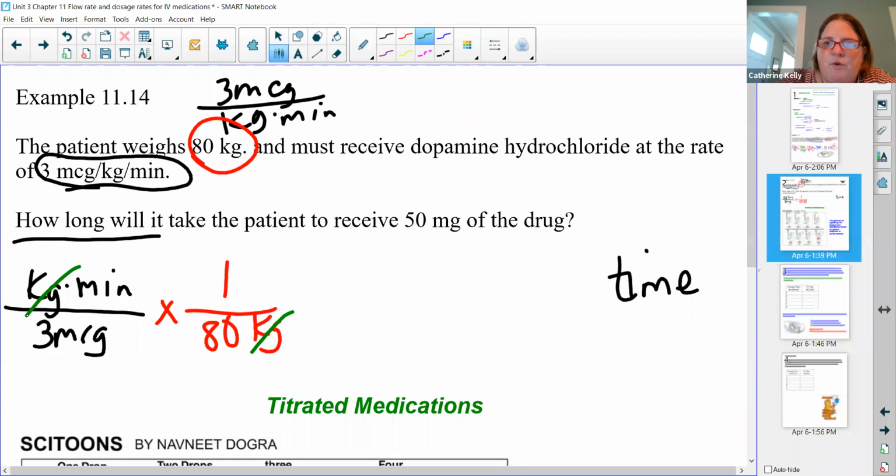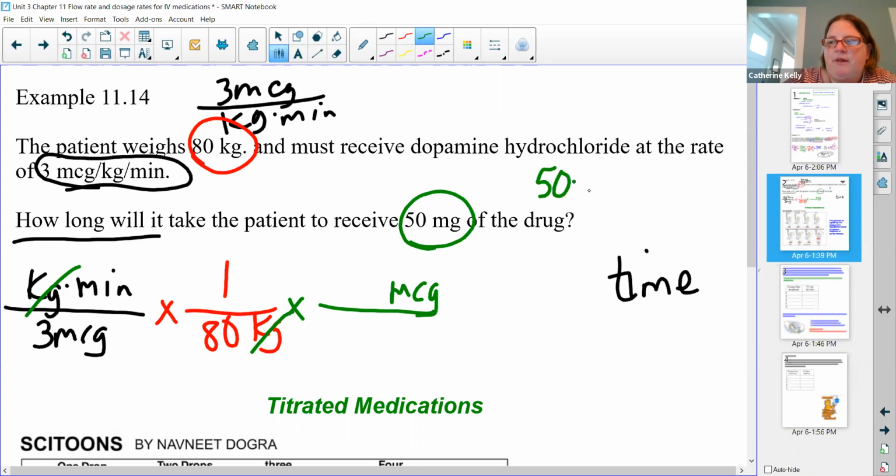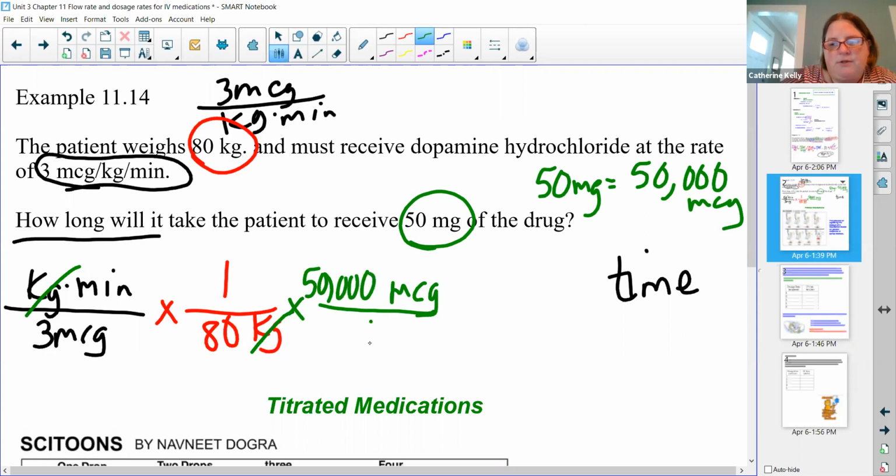Like 0.2 per 4 in. So I can just leave it like that. But now it's in minutes per microgram, but I need it in just minutes. So I have to multiply it by a microgram. And here I have 50 milligrams. So I know that 50 milligrams is 50,000 micrograms. So I'm going to say times 50,000 micrograms. When I get rid of my micrograms, then I'm done.